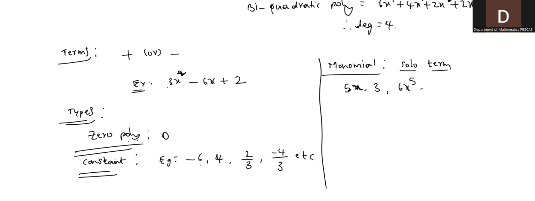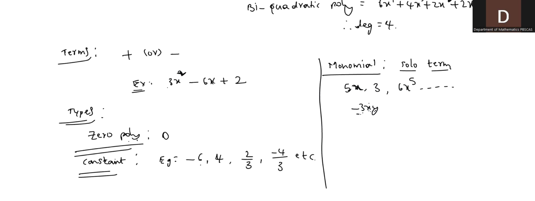And one more example, -3x into y. This contains multiplication, with constants and variables combined by multiplication. So this is a single term. -3xy is a single term.